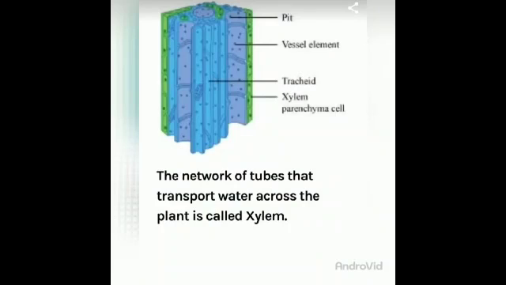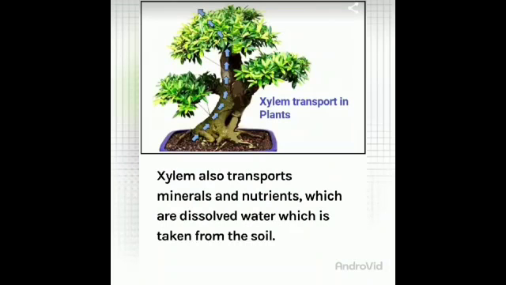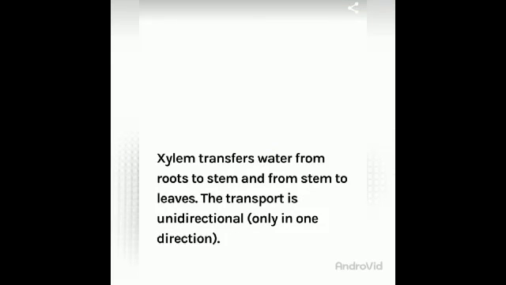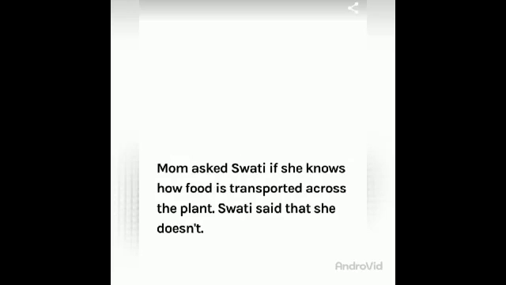The network of tubes that transport water across the plant is called xylem. Xylem also transports minerals and nutrients, which are dissolved in the water taken from the soil. Xylem transfers water from roots to stem and from stem to leaves. The transport is unidirectional, that means only in one direction.